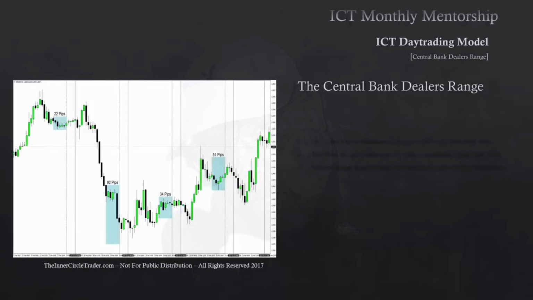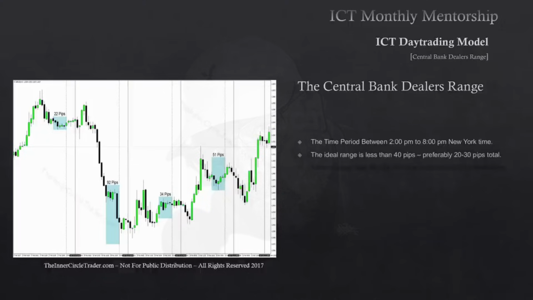Okay, dealing specifics with the central bank dealer's range. The time period that frames the central bank dealer's range is 2 p.m. to 8 p.m. New York time. The ideal range is less than 40 pips. Preferably, the range should be no more than 20 to 30 pips in total range, high to low.